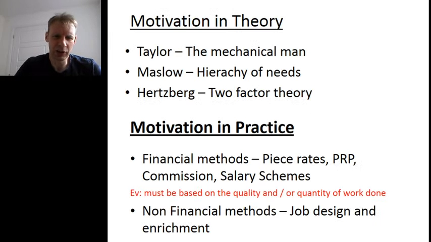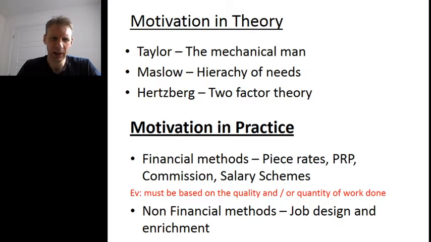Here we are, motivation in theory. So we learnt about Taylor, who talked about the mechanical man, or the economic man, I think is a better take on it, the carrot and stick approach. So Taylor was all about financial incentives. He believed that you offered things like piece rates, which is little payments per product produced by an employee, and the employee will be driven to produce lots. Productivity will go up. So things like piece rates, financial bonuses and stuff like that. So that was what Taylor was all about.